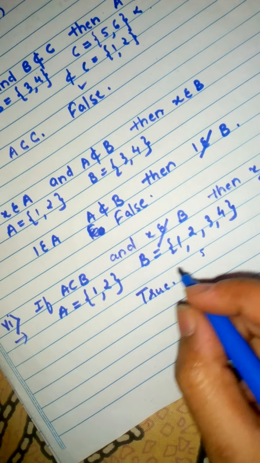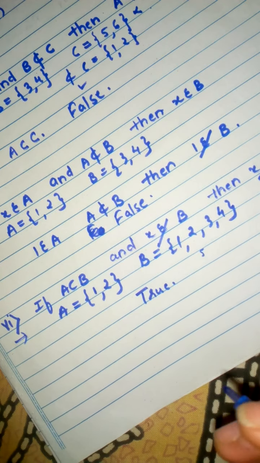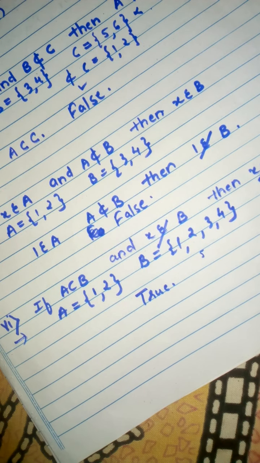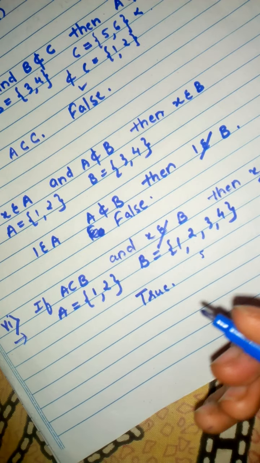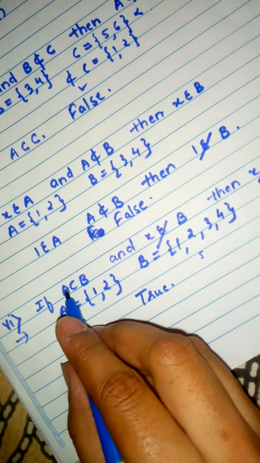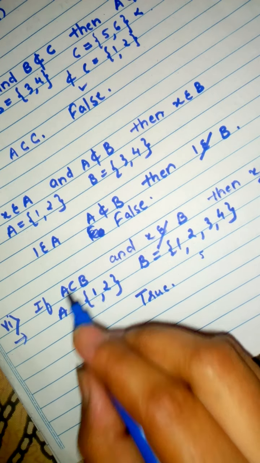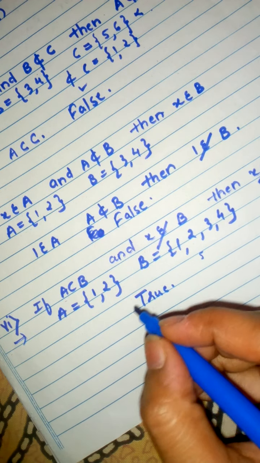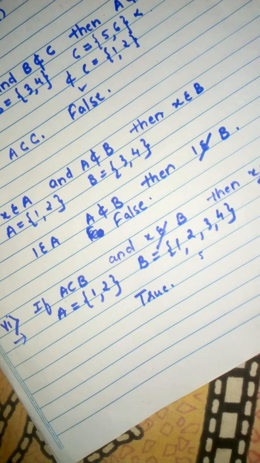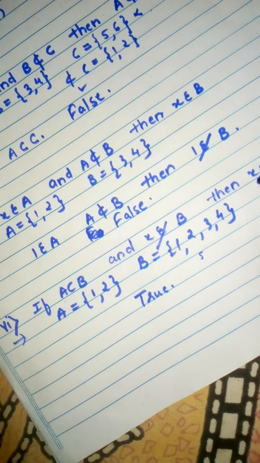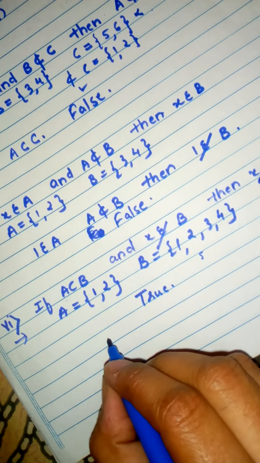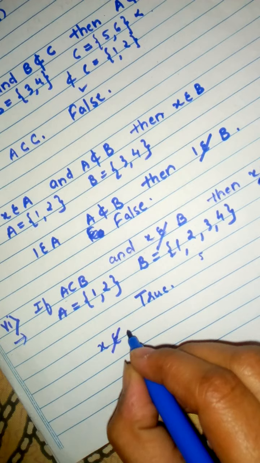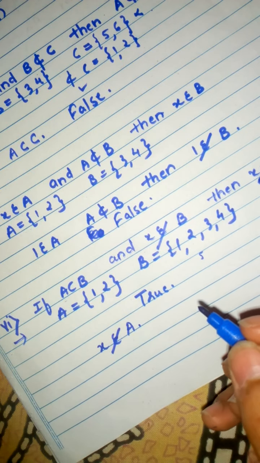Whenever the statement is true, you are not supposed to write an example. You have to write the proof. So how will we write this proof? For this proof, what is given? A is a subset of B, and X does not belong to B. What we have to prove is that X does not belong to A.